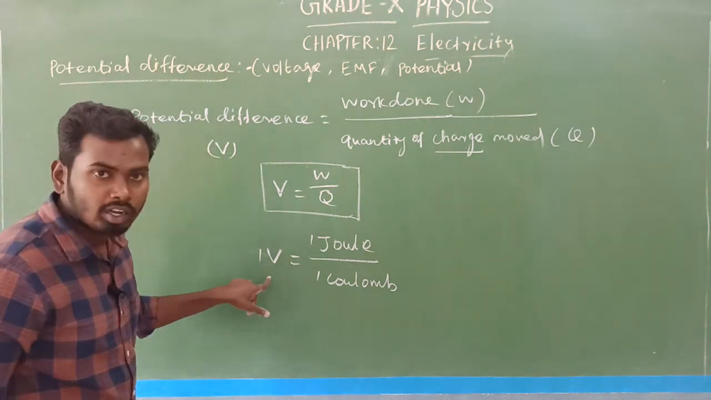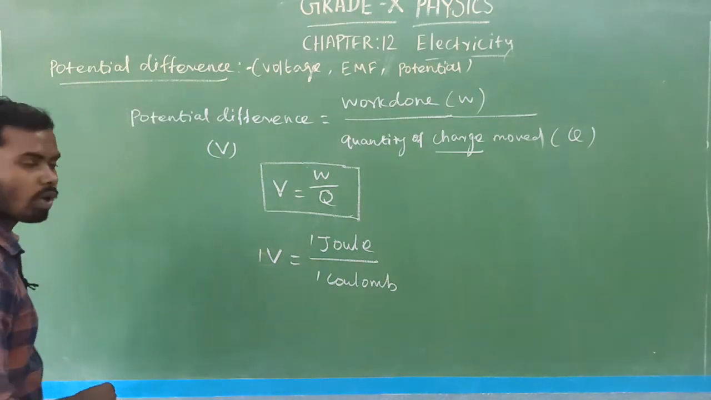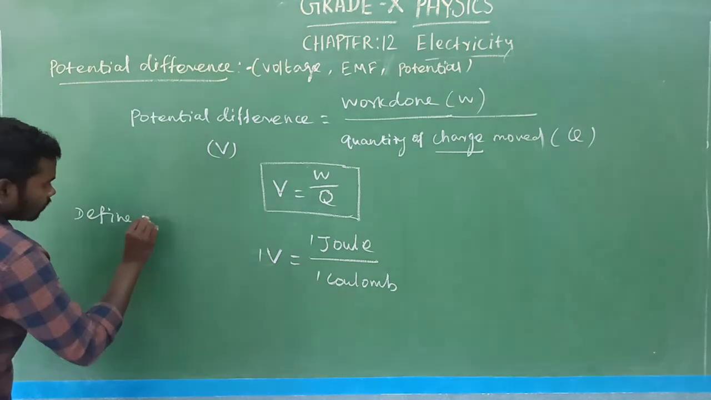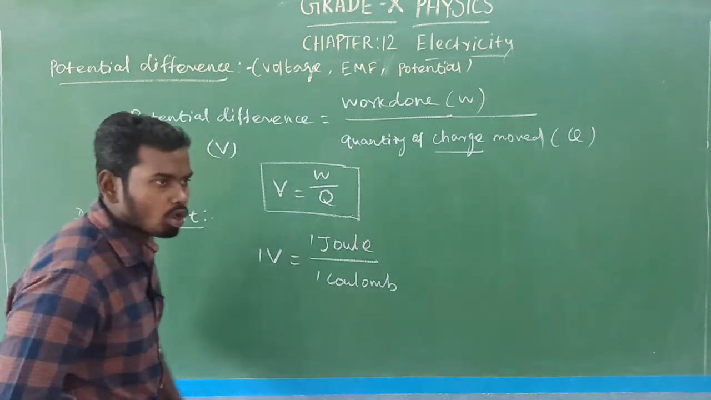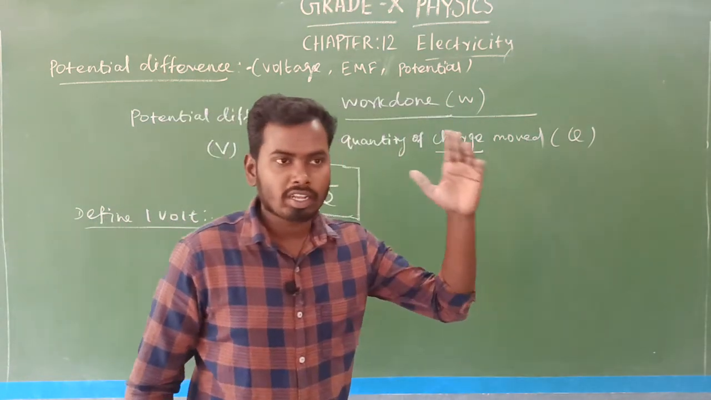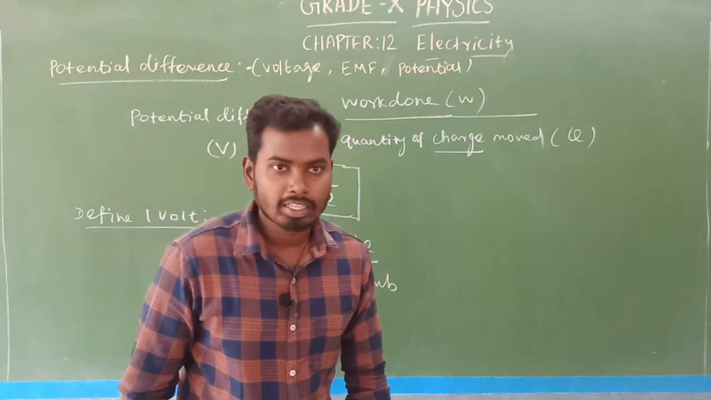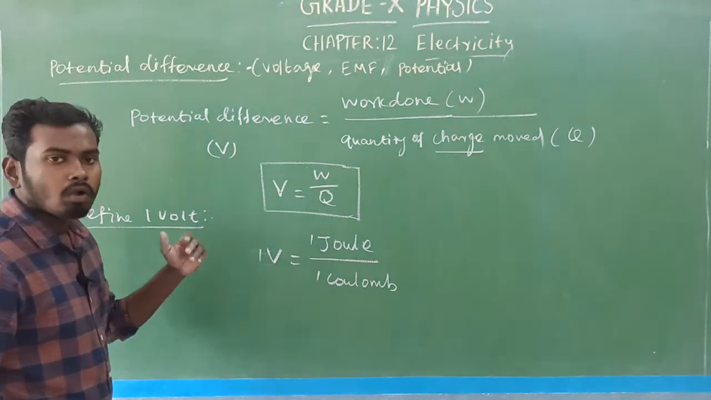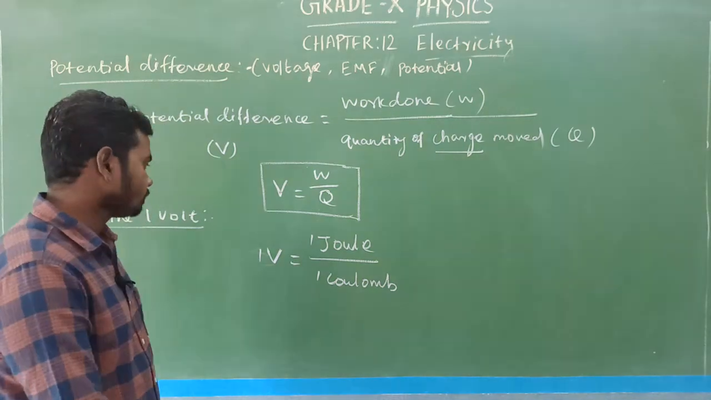Now we are going to enter into a very important question. What is that? Define 1 volt. You might have seen 1 volt, 3 volt battery, 2 volt battery, 5 volt battery like that. Then TV capacity is 12 volt, fan capacity is 5 volt. So what is 1 volt, sir? What is 1 volt? It's very easy.